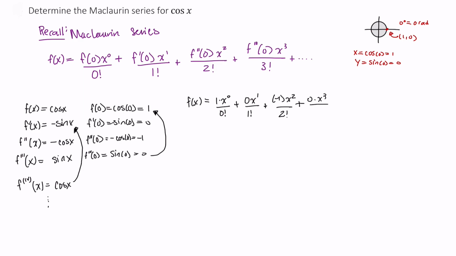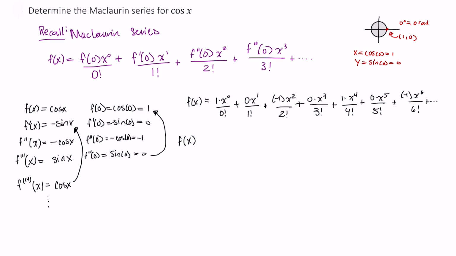times x cubed over 3 factorial plus, and let's keep going because our fourth derivative is going to be cosine of x, so this will also be the fourth derivative here. So this is 1 times x to the fourth over 4 factorial plus 0 times x to the fifth over 5 factorial. And I'll do one more here. This would be minus, so plus a negative x to the 6 over 6 factorial, and then we'll keep going.